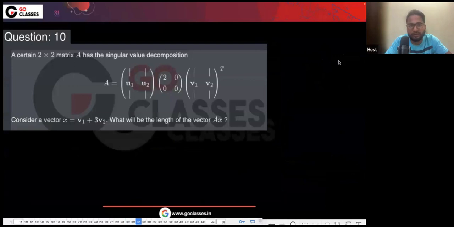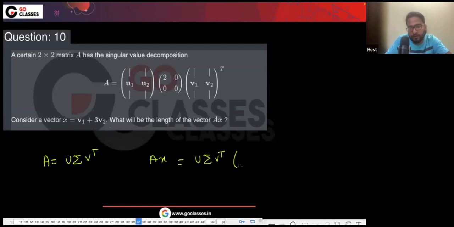Now let's see this. What they are saying: a certain 2 cross 2 matrix A has a singular value decomposition, something like this. Consider the vector v1 plus 3v2. What will be the length of Ax? You just need to multiply with A here. A means U sigma V transpose, right? So if you multiply A into x, which is U sigma V transpose into v1 plus 3v2, then what you will get? See, this V transpose v1 is just the first standard vector, and multiplying with this sigma will get you sigma 1, all zeros.